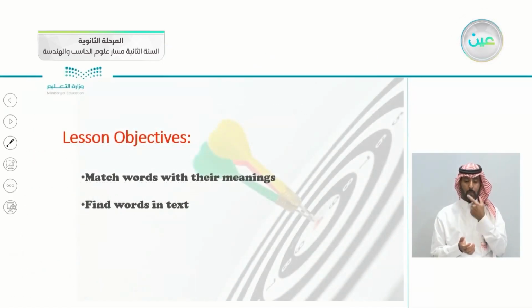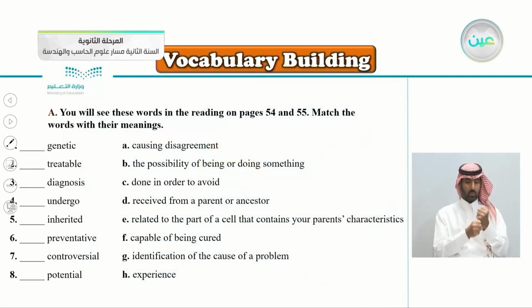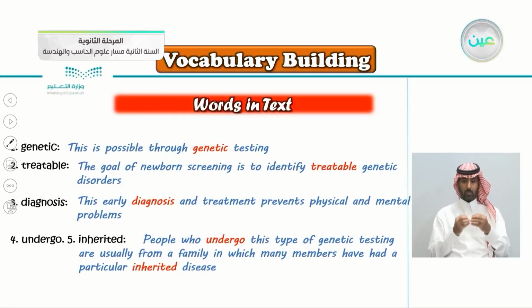So these are today's objectives: to match words with their meanings, and find words in the text. So we have here 8 words. Number 1, genetic, treatable, diagnosis, undergo, inherited, preventative, controversial, and potential. So, as you know, in the vocabulary building, we have to match each word with its correct meaning from here. But let's see these words in text in the reading lesson next.